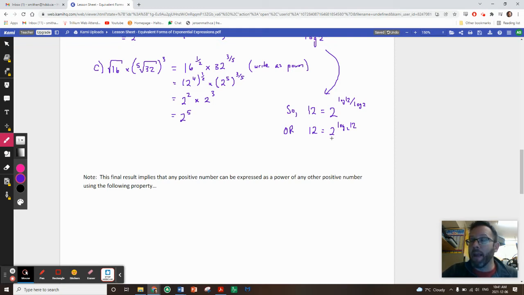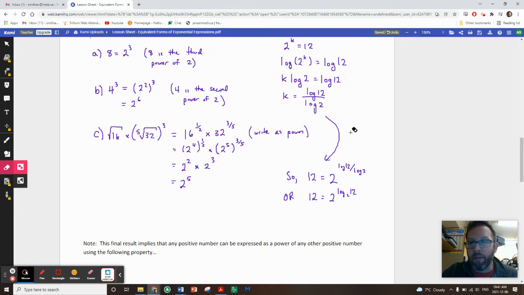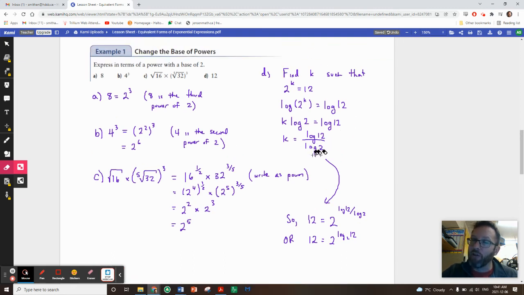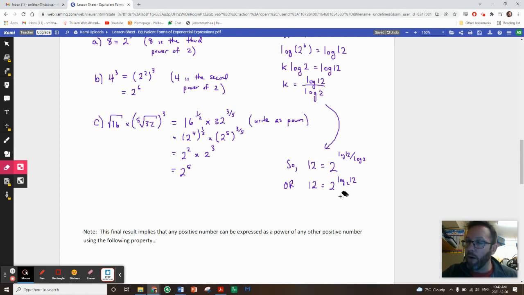What does log base 2 of 12 mean? It means the exponent so that when you raise 2 to that exponent, it gives you 12. Well, if you then do 2 to that exponent that gives you 12, obviously you're going to get 12, right? So this statement makes a lot of sense. And so you can always write any positive number as a power of any other positive number by using this strategy here. Log 12 over log 2 is perfect. Log base 2 of 12 is also good.